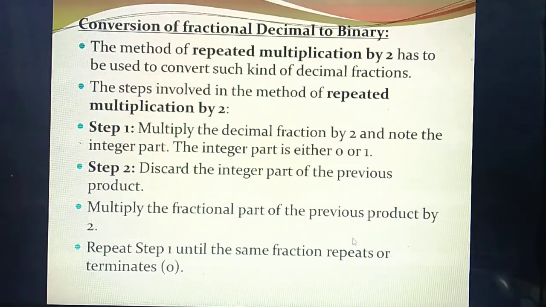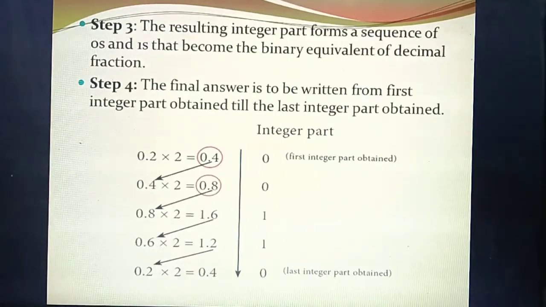What's the first step? You should multiply the number by 2 and note the integer part. So the integer part will always be either 0 or 1. In the next step, you should discard the integer part. This step will continue until you get the same answer again. First see the example, then only you will understand, otherwise you will get confused.